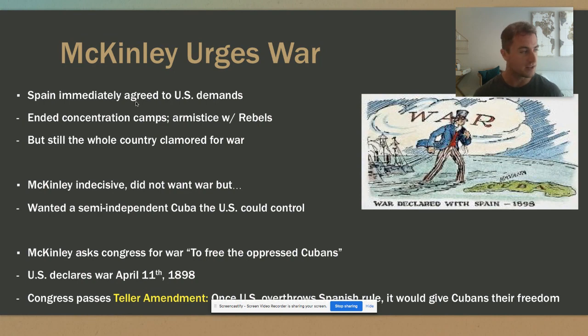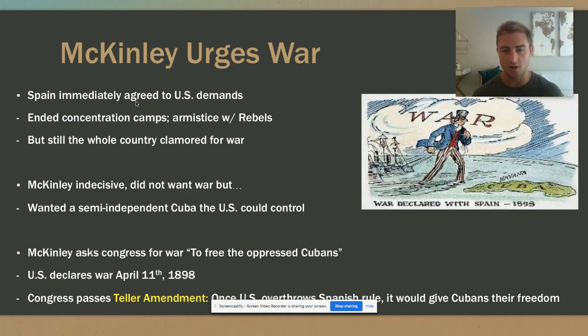And because that is such a big part of his asking of Congress, Congress is going to pass the Teller Amendment, which is a self-denying amendment because it states that once the U.S. overthrows the Spanish in Cuba, Cuba will be given their freedom. And that is an interesting amendment, certainly, because it is denying the United States from really using full-scale imperialism here.